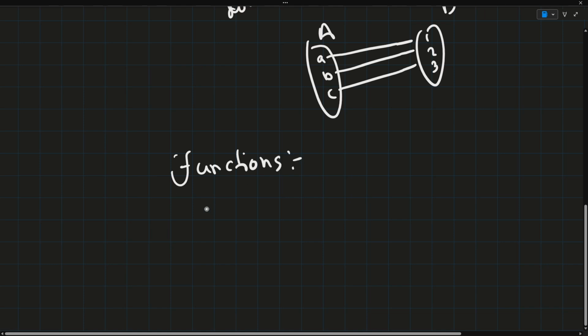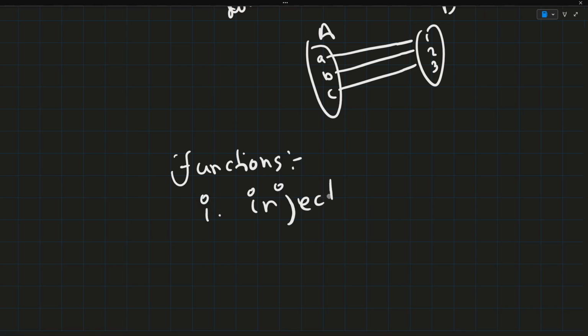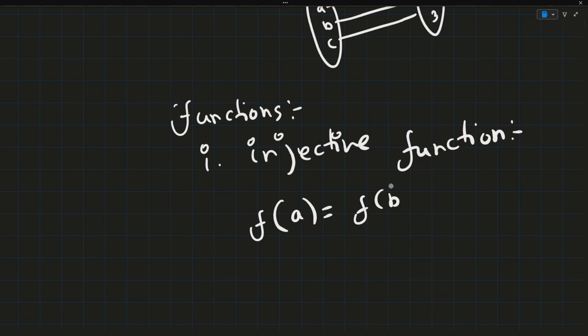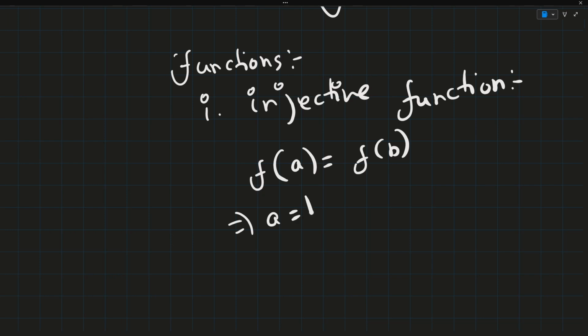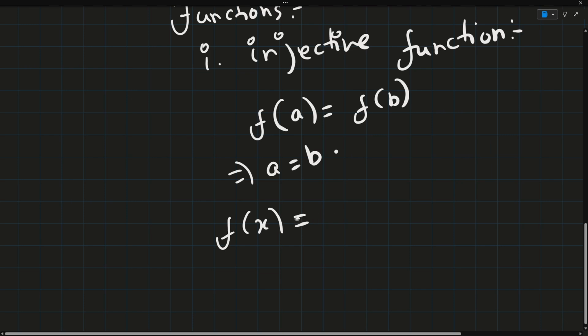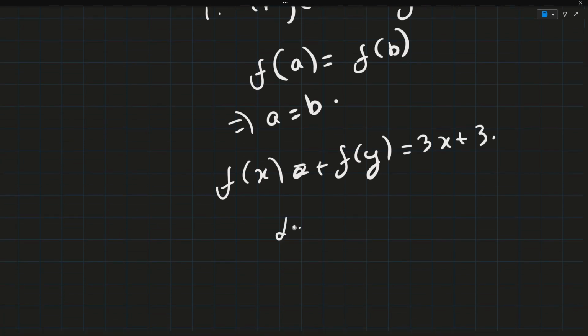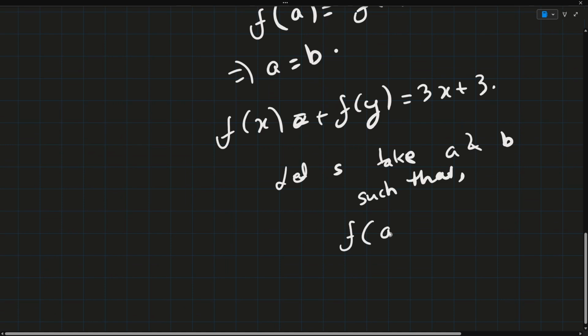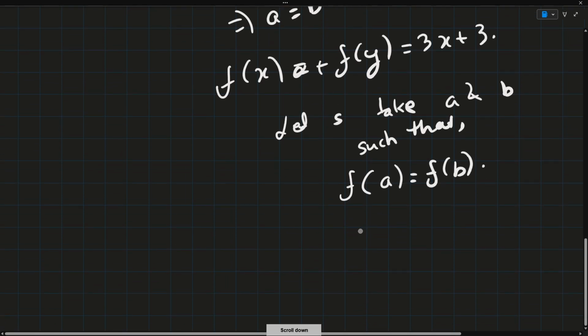The first type is the injective function. An injective function is, let's say, f of a equals f of b. Then for an injective function, this implies a equals b. Now when solving a functional equation, let's say there's a functional equation f of x plus f of y is equal to 3x plus 3. Then you say, let's take a and b such that f of a equals f of b. If you can prove that a equals b, then f is injective.